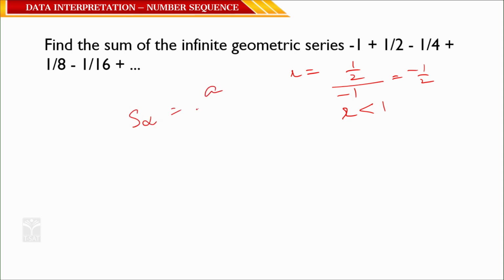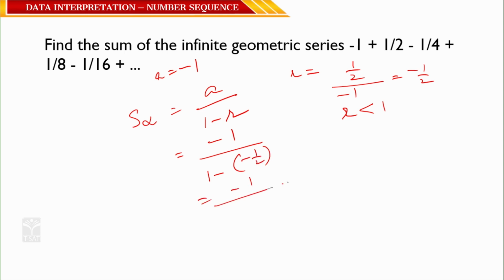Then the sum of this series is S infinity = A/(1 - R), that is the formula. So, what is A here? The first term A = -1. So, -1 divided by 1 minus the R value calculated, which is -1/2. That means -1/(1 + 1/2), that is -1/(3/2), or you can say it is -2/3. Understand? So, S infinity is equal to -2/3.